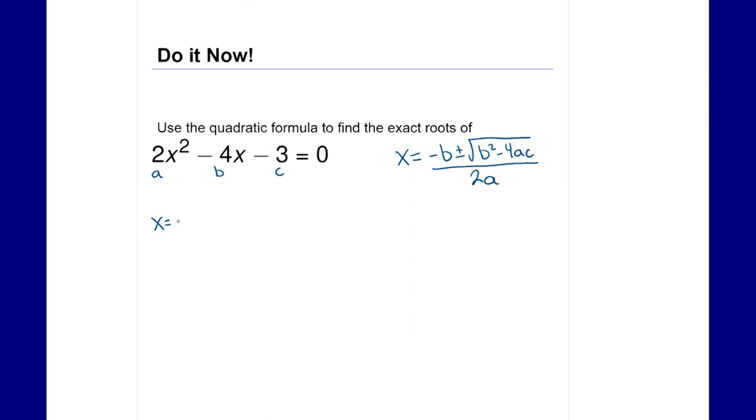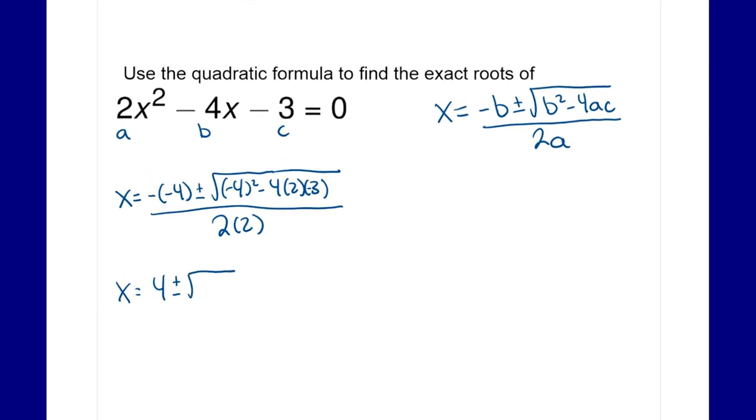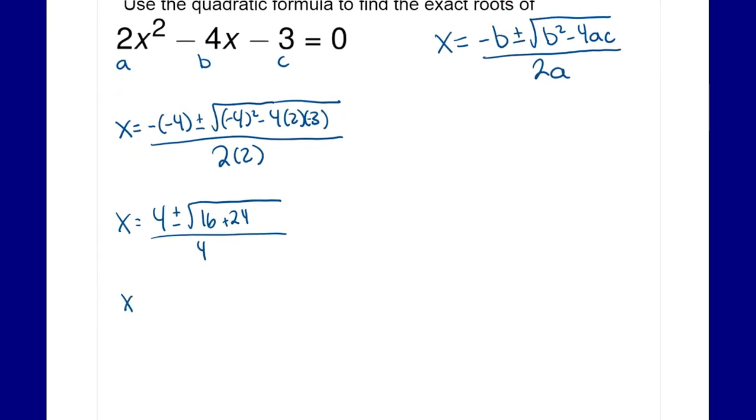So negative b, or negative 4, plus or minus the square root of negative 4 squared minus 4 times 2 times negative 3, divided by 2 times 2. x equals, the negative 4 can just become 4, plus or minus the square root of 16 plus 24, divided by 4. x is equal to 4 plus or minus the square root of 40 divided by 4.